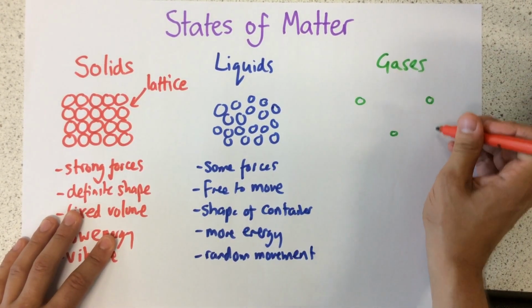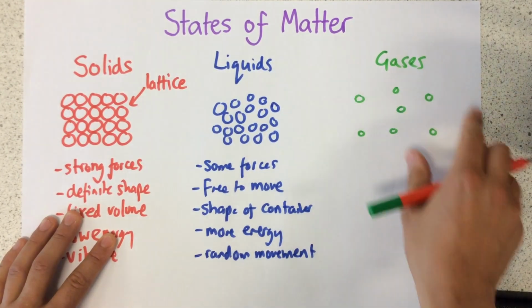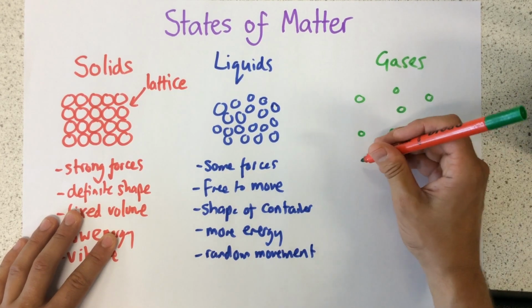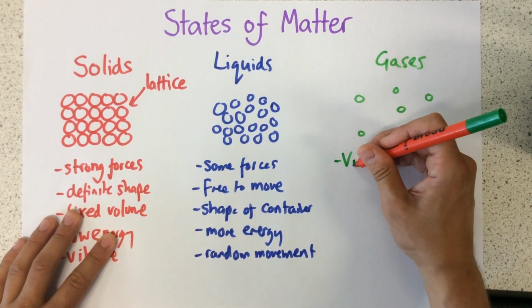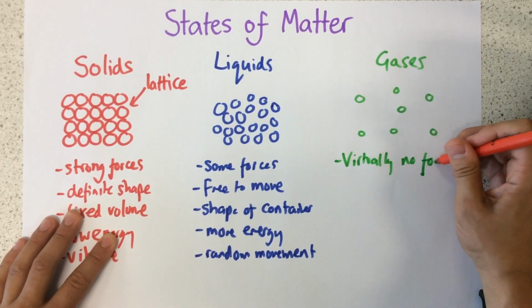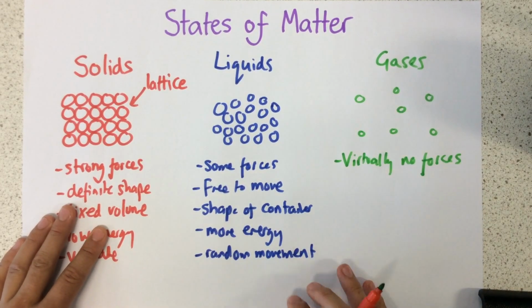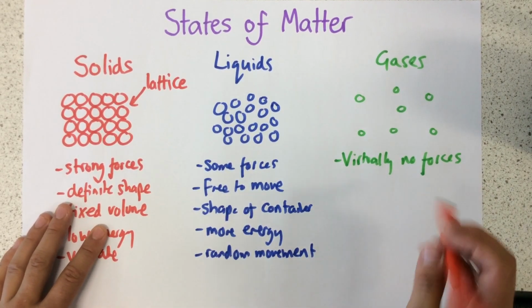So the third state of matter is gases. Now, as you can see from this particle diagram, the particles in gases are really, really spread out. So there's virtually no forces between the different particles. Very, very low forces between the particles. Very weak forces between the particles.